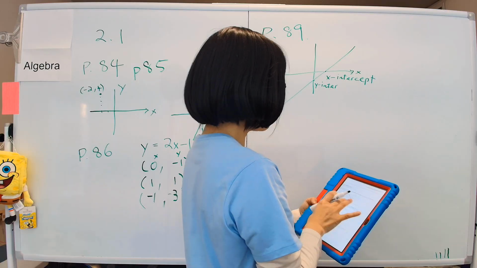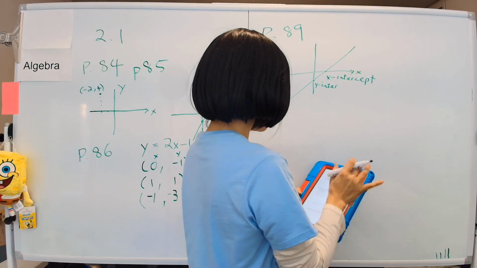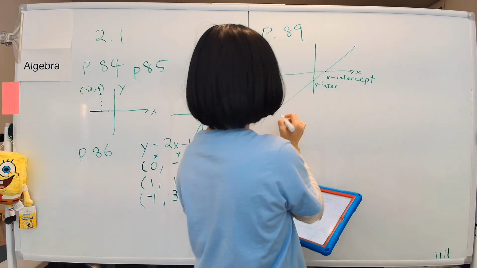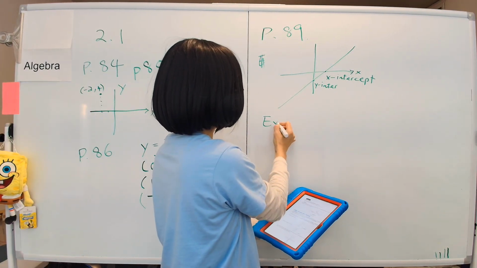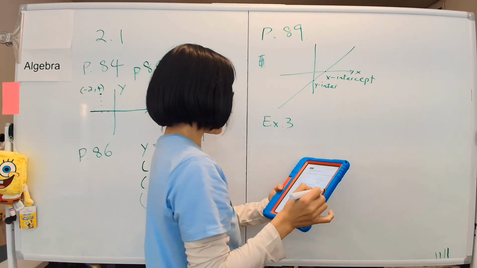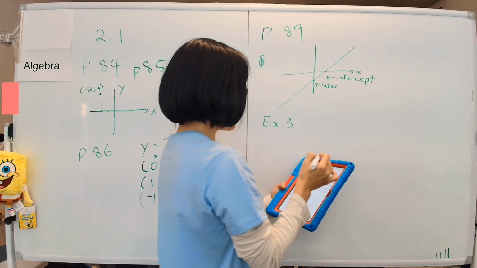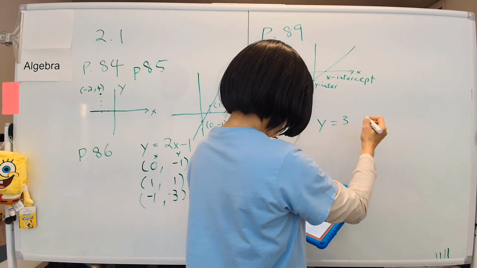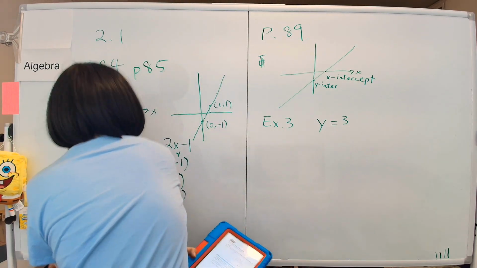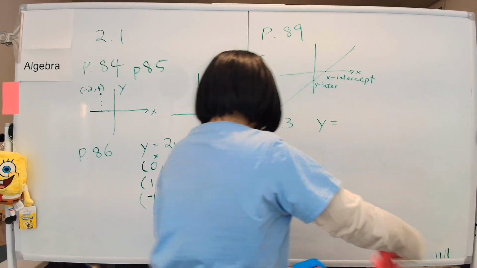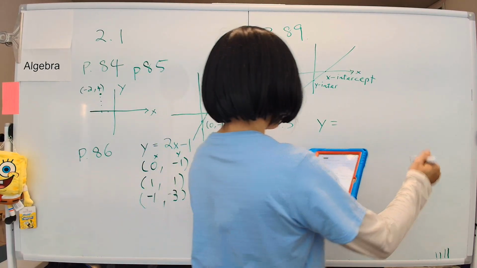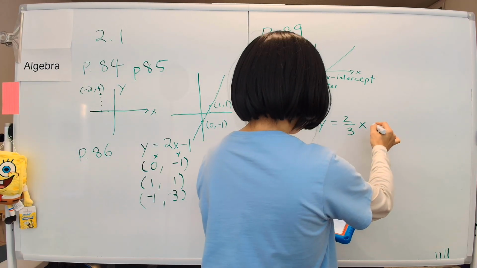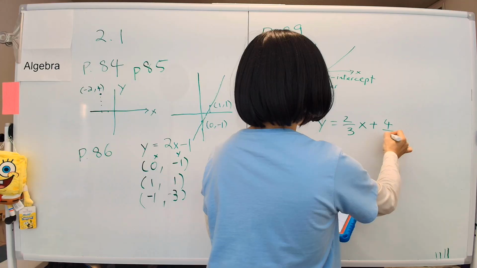Let's look at example 3 on page 89. Now in example 3, well, that's not the graph for example 3, but let's write down example 3 on page 89. We have some equation that's not particularly convenient. We've got fractions in it, which is okay. So we have some equation here where y equals 2/3 x plus 4/3, that's our equation.